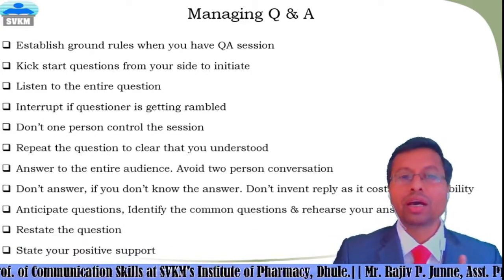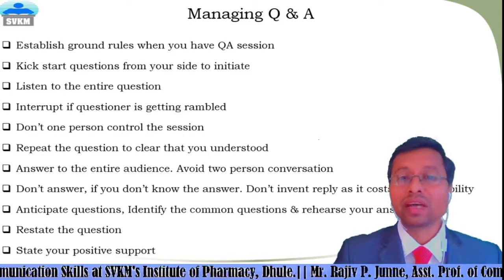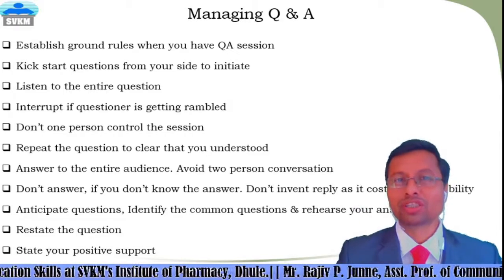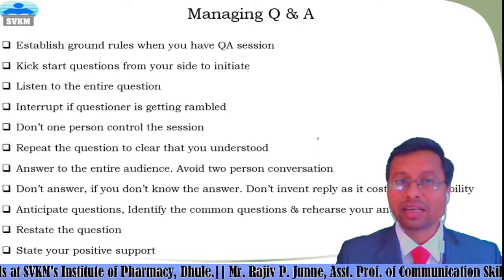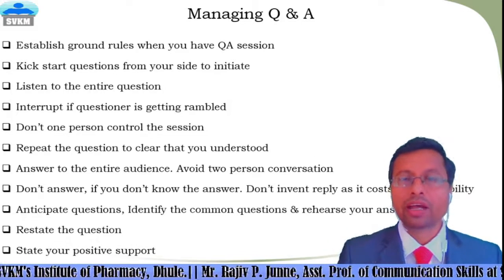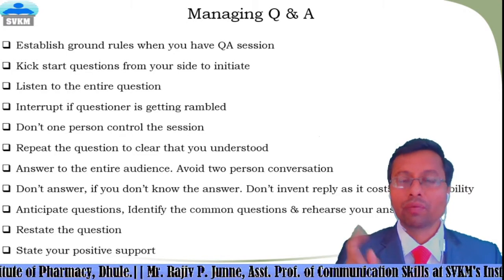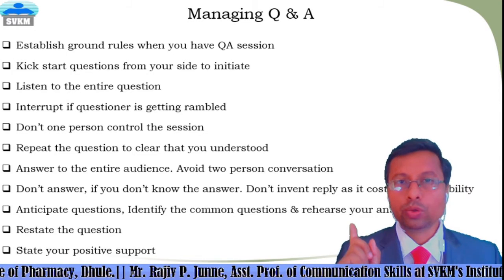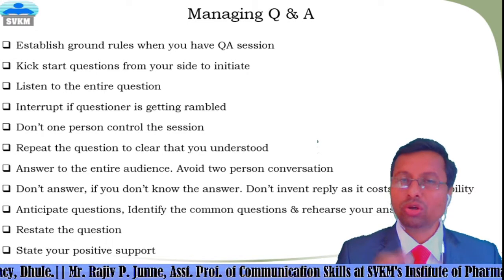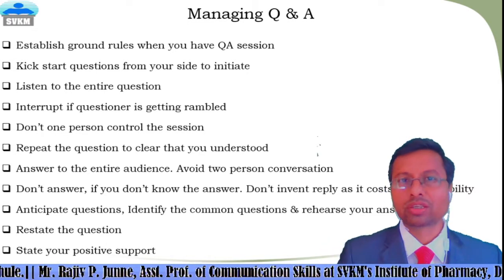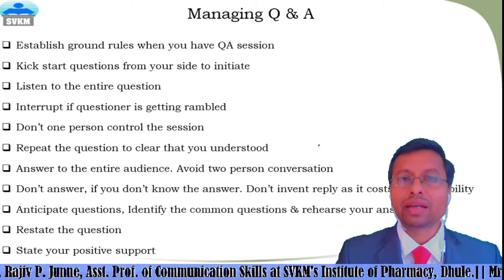Repeat the question to make clear that you have understood, as I said earlier. Answer to the entire audience. Avoid person-to-person conversation. Suppose that person A has asked a question. Then when you are answering that question, when you are replying, you shouldn't look at that person only. When you are interacting, your interaction should be with all your audience. Though that one person, Mr. A, has asked you the question, your interaction should be with the entire crowd, the entire audience.